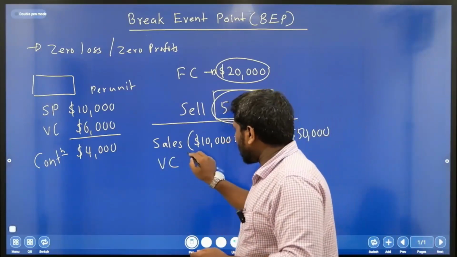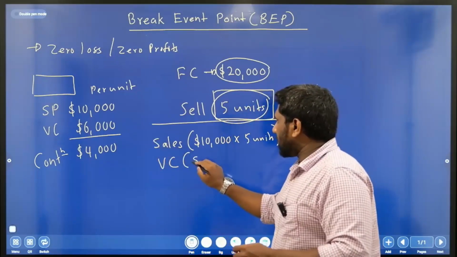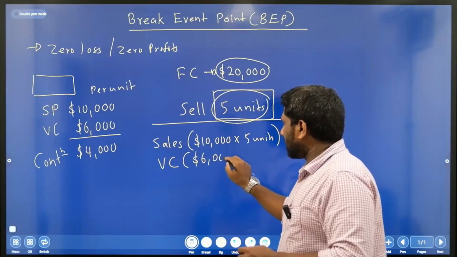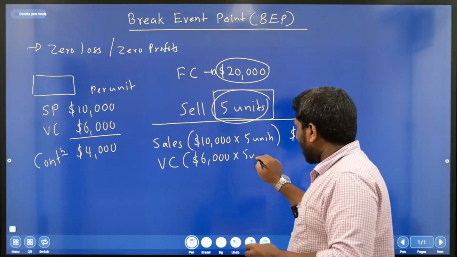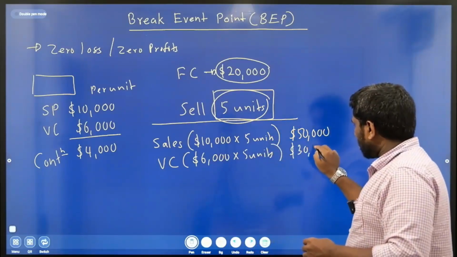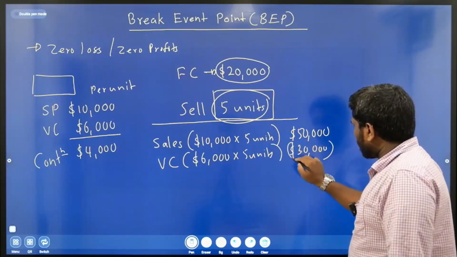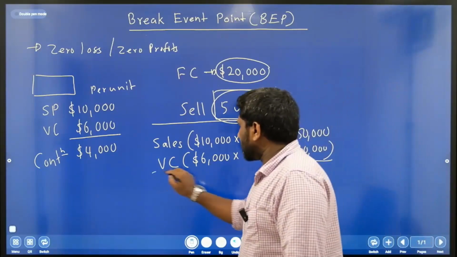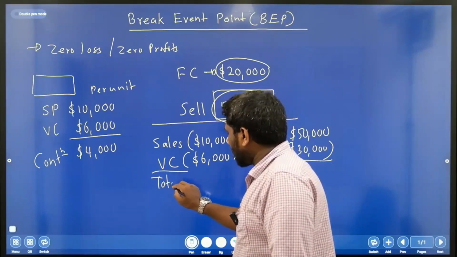In order to sell, I have to produce. So there is a variable cost. To produce each unit, how much is the cost? 6,000. Then for 5 units, how much is the cost? It is 30,000. Then here I am getting a total contribution of how much?